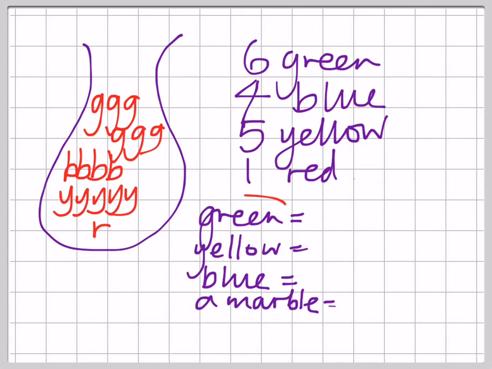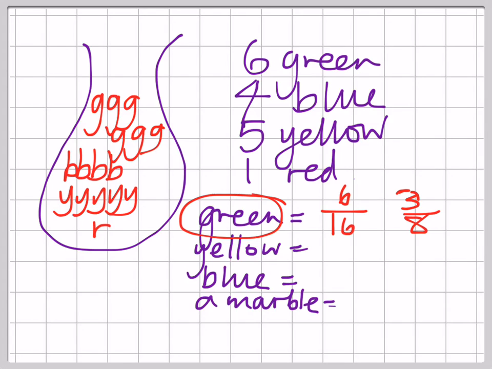If we're asked what's the probability of pulling a green out of the bag, well, first of all, we need to know how many outcomes there are. If we add up all of the objects in the bag, there are 16, so that becomes our denominator. Out of those, 6 are green, and we can simplify that fraction to 3/8.